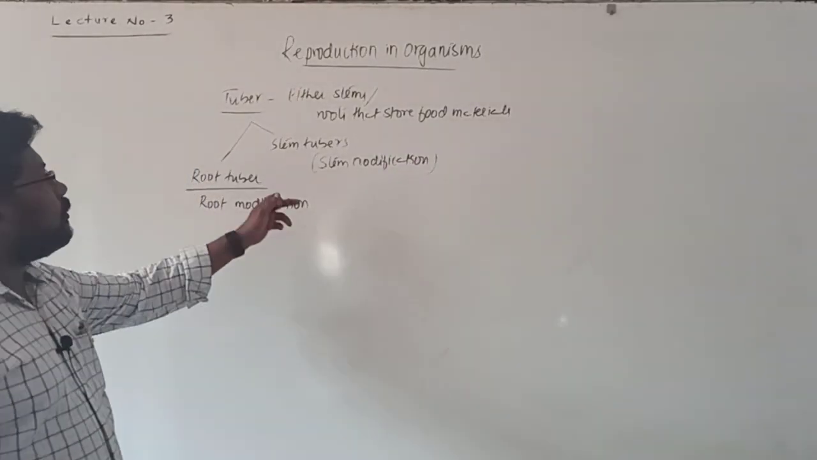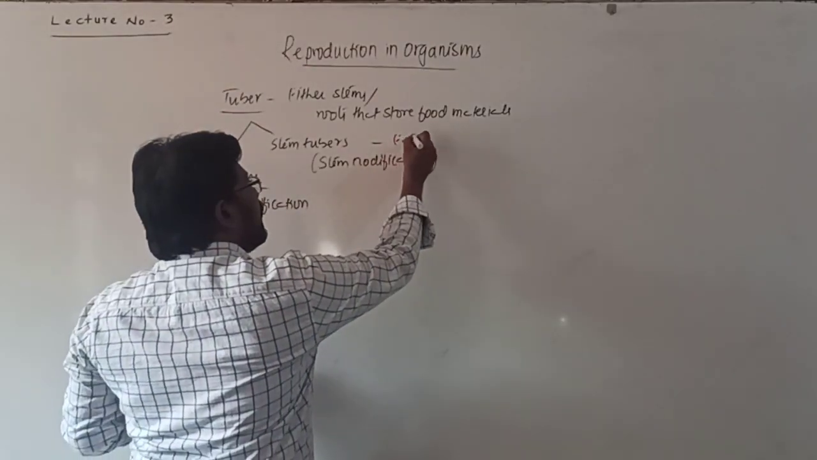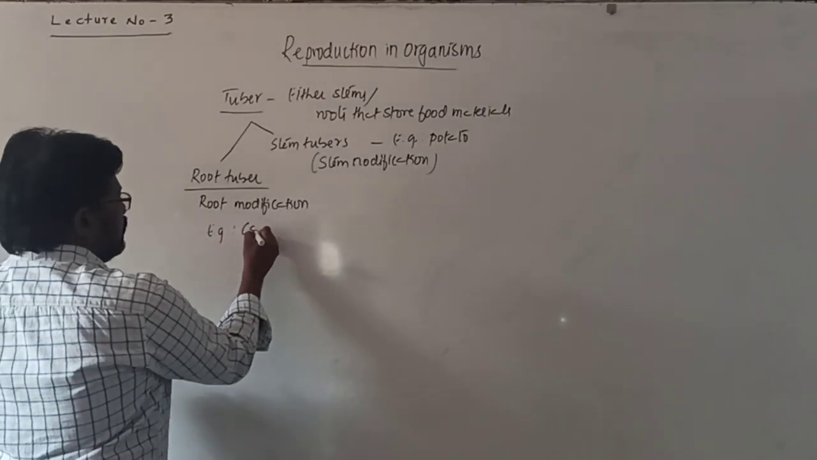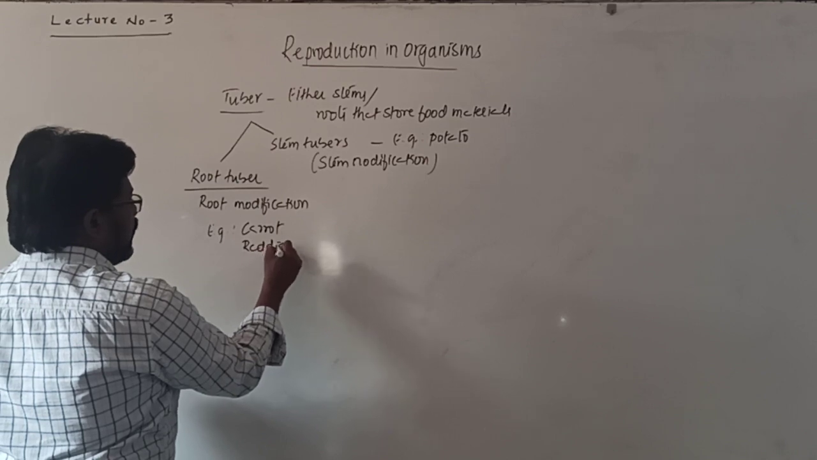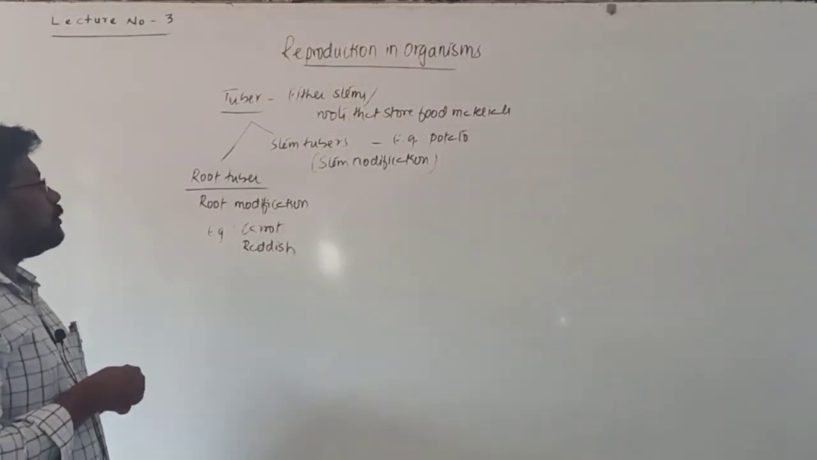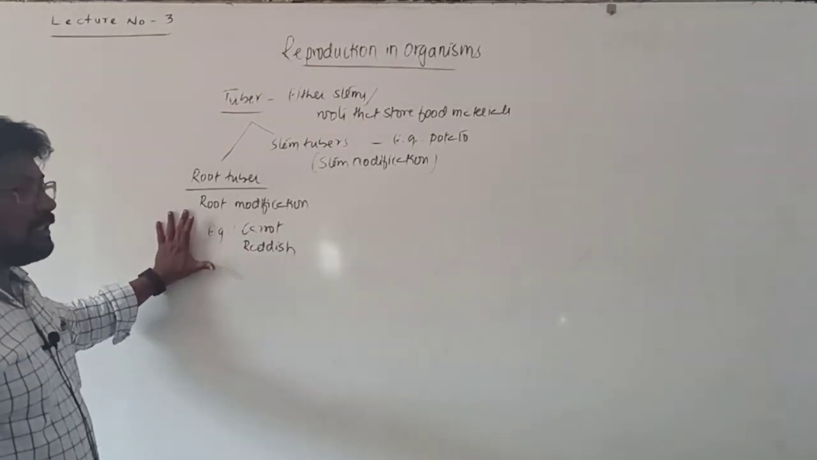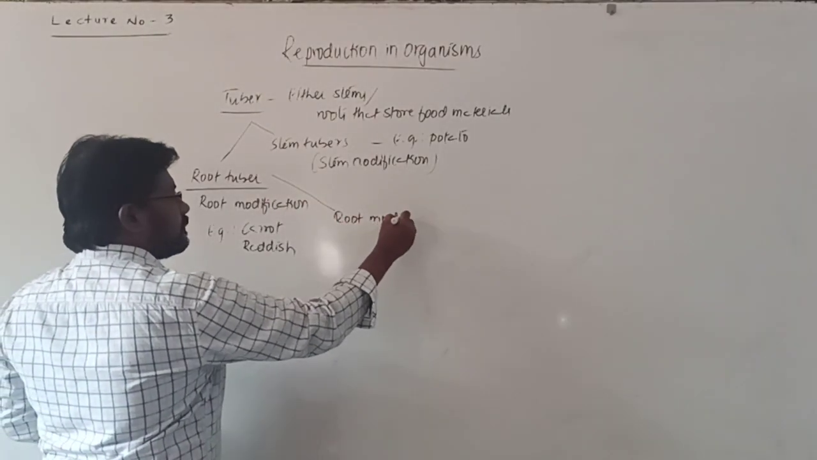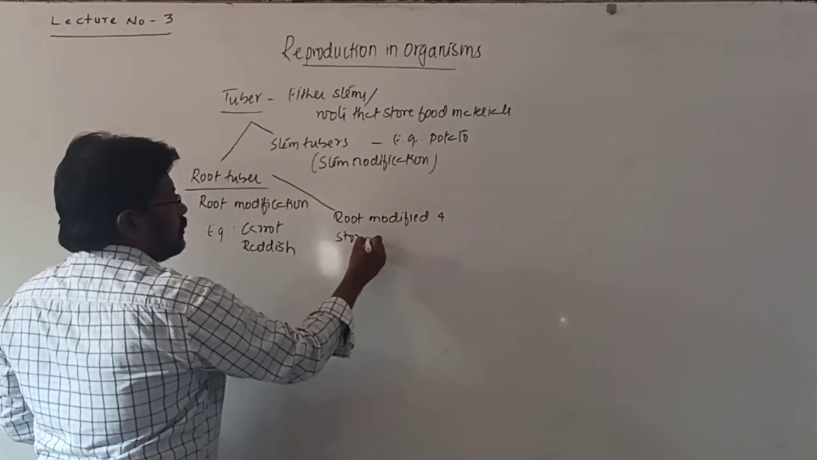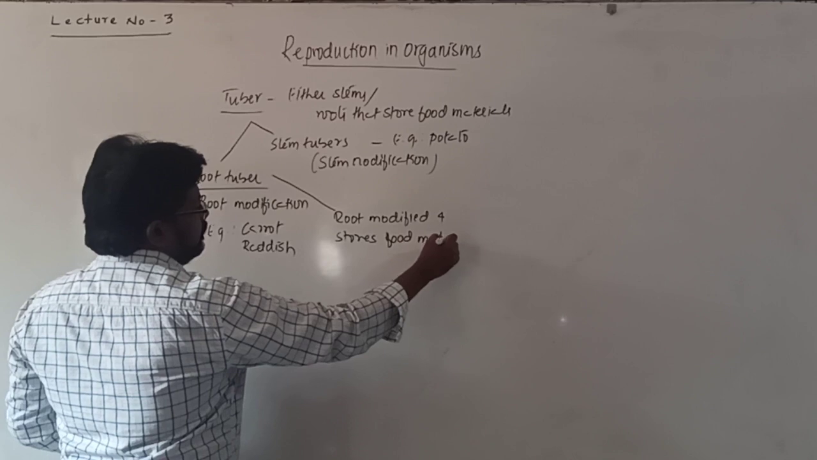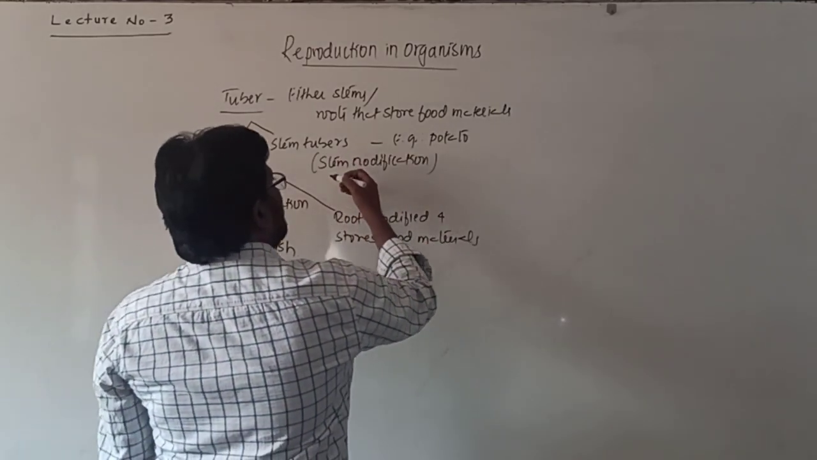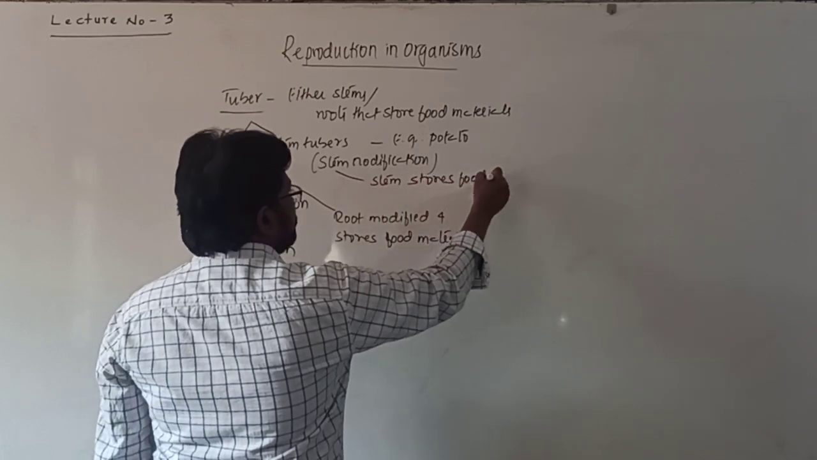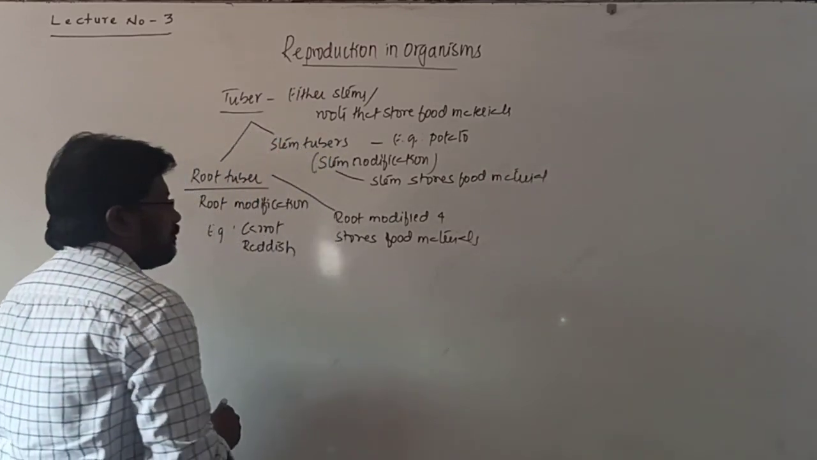So stem modified to become stem tubers, like we see in case of potato. Whereas in case of root tubers, the carrot and radish are examples. So here the root modifies and starts storing food materials. Okay, so in this case the root modifies and stores food materials. Whereas in case of stem tubers, the stem stores food materials and they remain underground, under the soil.